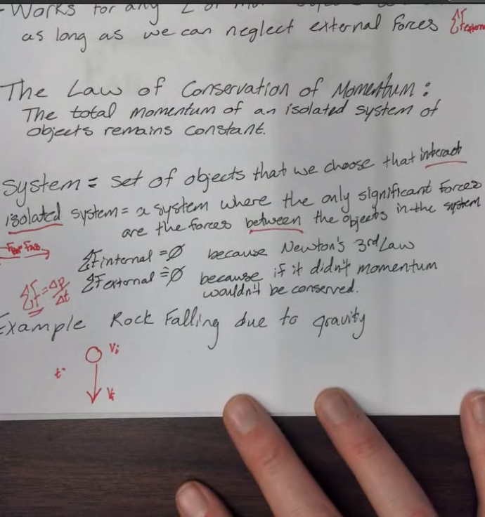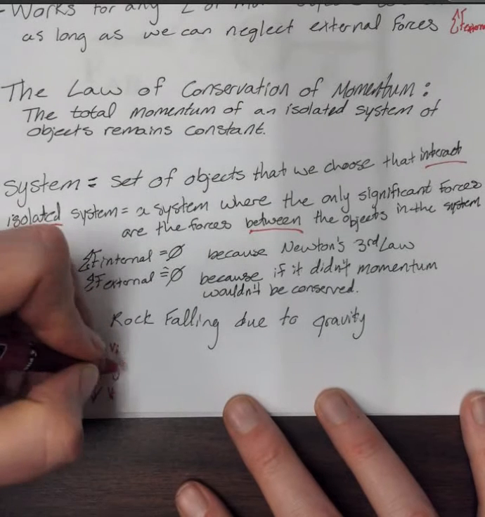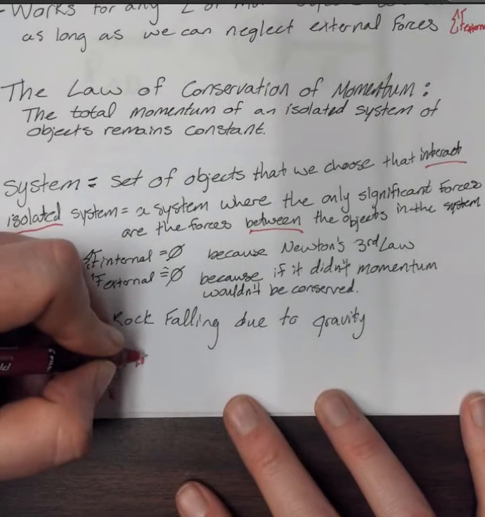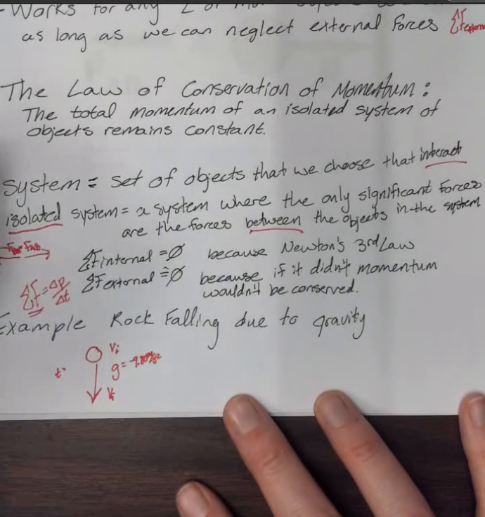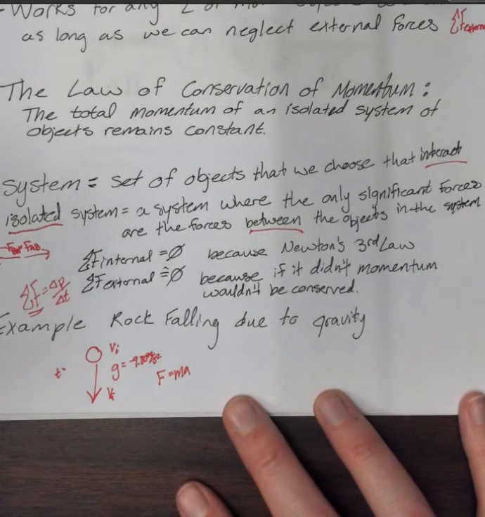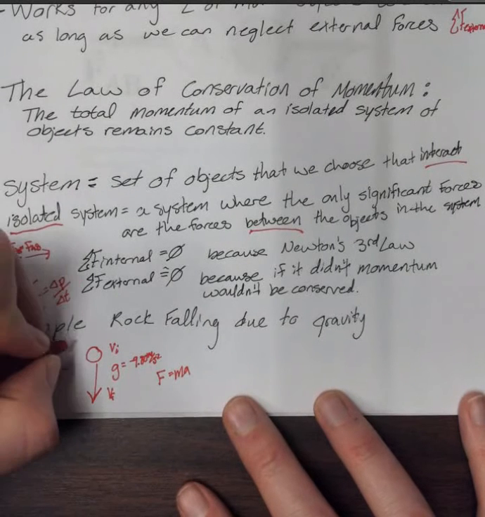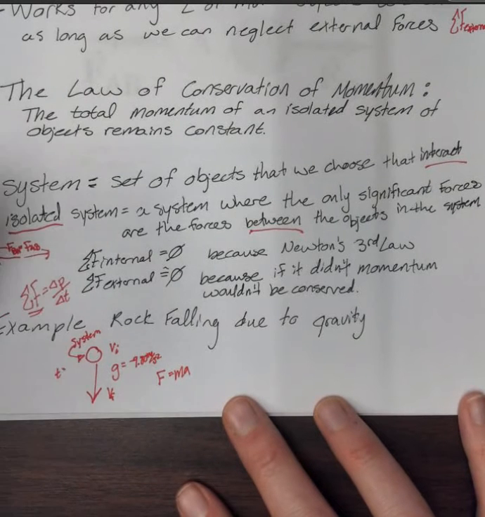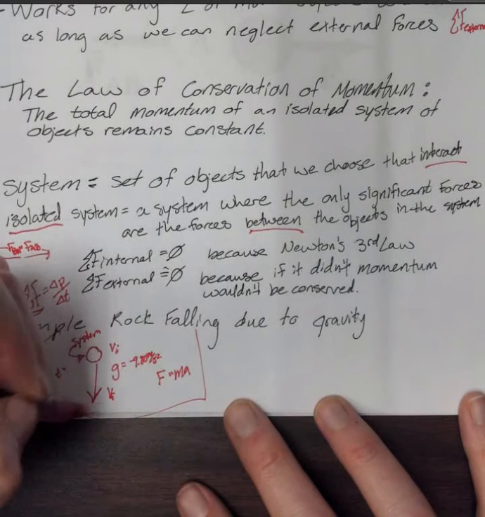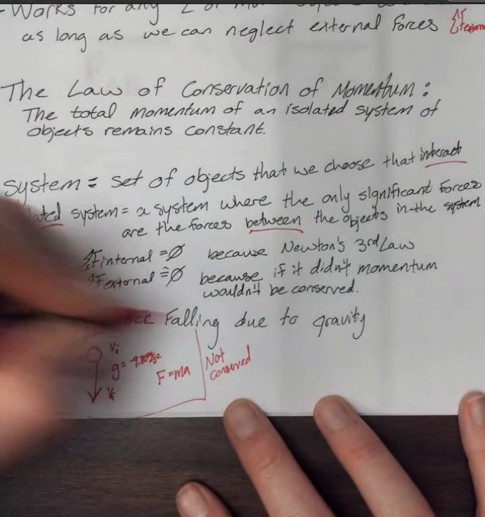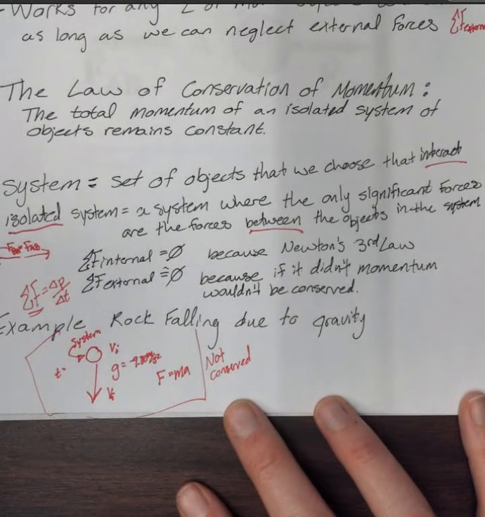All right, we know that that rock accelerates due to g, which is downward at negative 9.80 meters per second squared. So we know that this rock is accelerating, and if the rock is accelerating, then that means that there's a force acting on it. And that force is not part of the system, because our system was just this rock. So this is a situation where momentum is not conserved, because our rock as a system all by itself is not isolated.